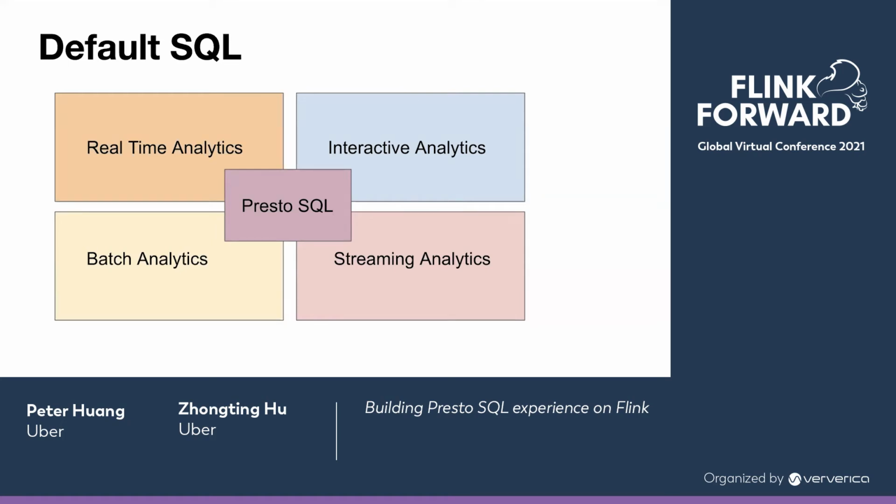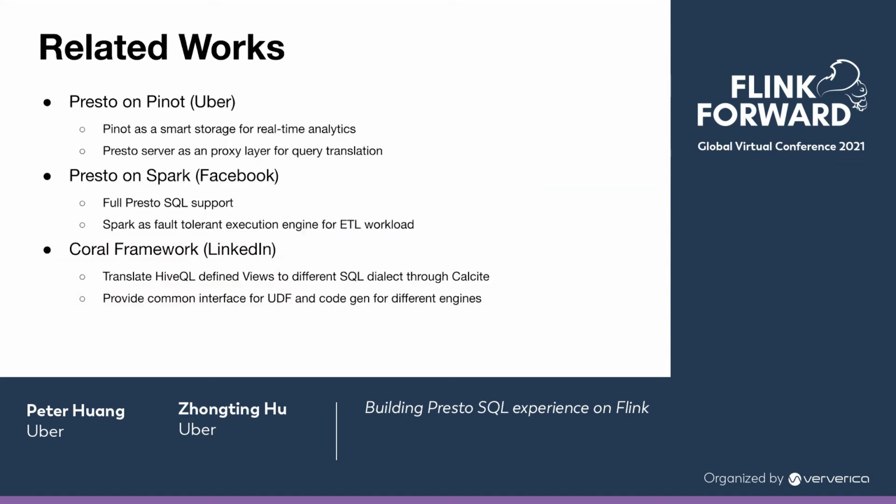For real-time analytics, we already have Neutrino for the P-node, and we also have some existing solutions for Presto on Spark. Today's talk mainly focuses on Presto SQL on streaming analytics on Flink. There are some related works on this topic. As I mentioned, Uber already contributed the P-node connector so that users can use Presto SQL to query P-node data through the connector. We also have Neutrino serving as a Presto server as a proxy layer for query translation.